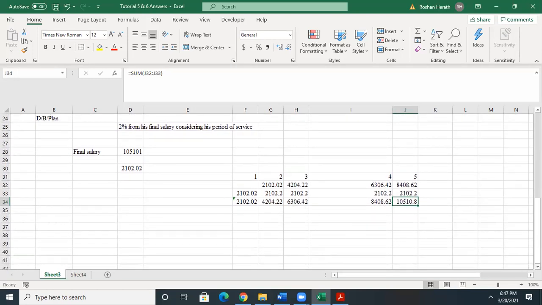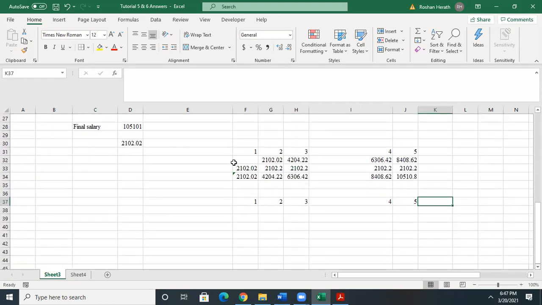Right? Okay. Now let me move on. Now let's see, you'll be giving this particular benefit to this employee in 5 years' time. So considering his service, at the end of the 5th year, you are making this payment.